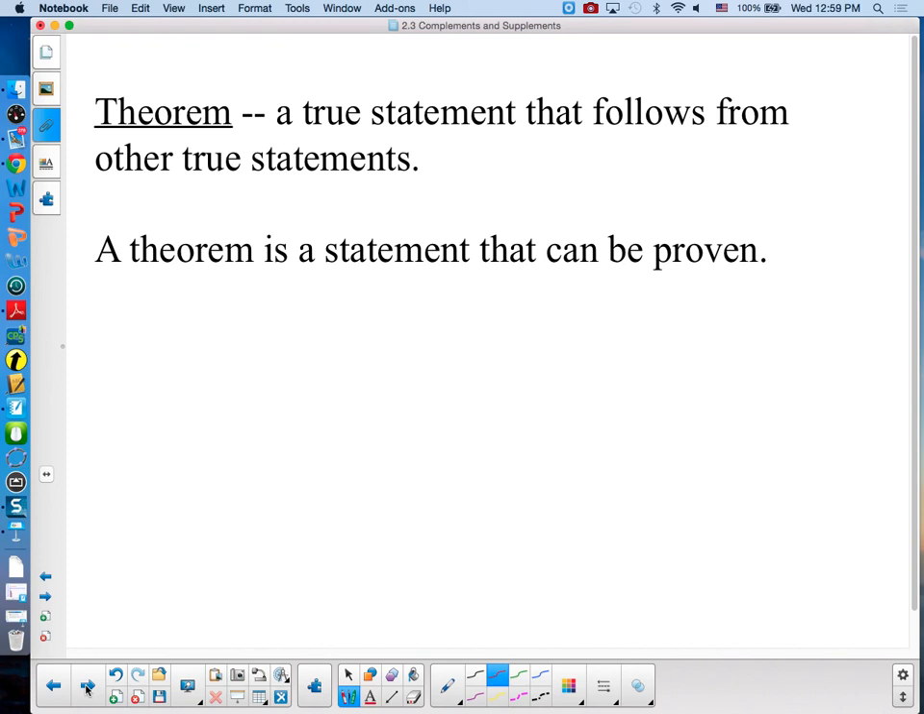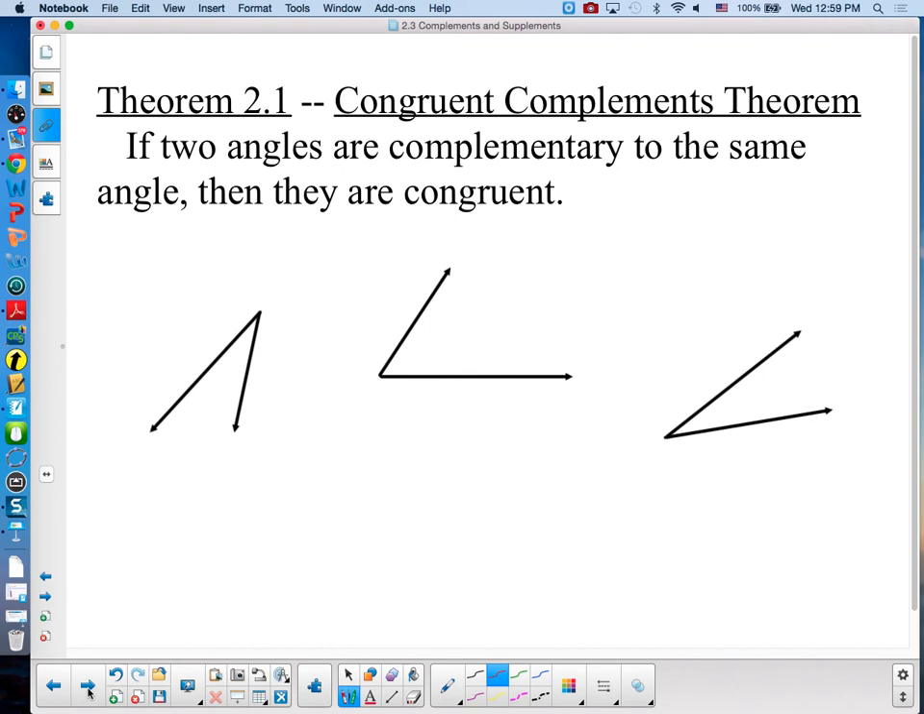Ready? As far as what the names are, but I don't know if you would guess what it means. All right, ready? All right, theorem 2.1, which just means the second chapter, the first theorem, called congruent complements theorem. What it says is, if two angles are complementary to the same angle, then they are congruent.